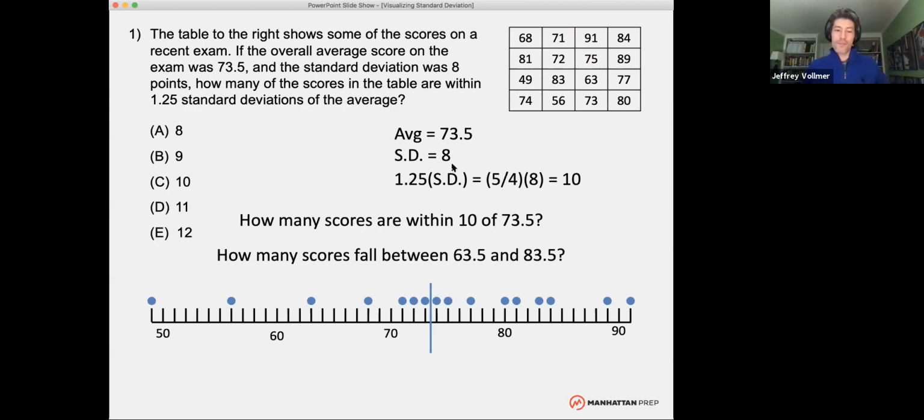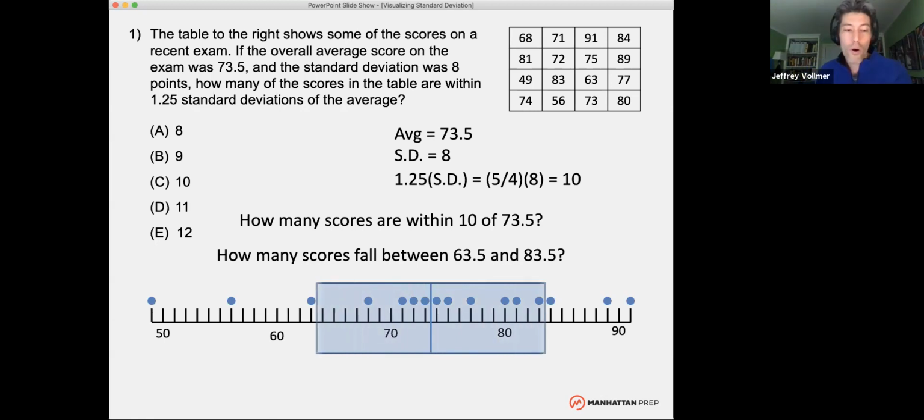When we've been doing our yoga, that's a lie. I'm the most inflexible person ever, but we are going to be able to stretch not just to 8 on either side, but to 10 on either side. And so what that looks like here is we're able to go all the way down to 63.5 and up to 83.5. How many of these dots are in that 1.25 standard deviation wingspan on either side? 10 of them.